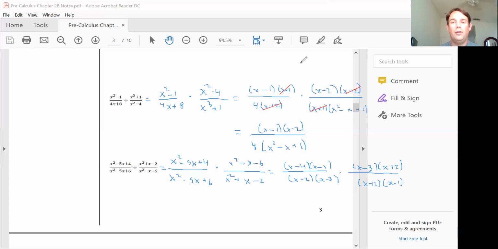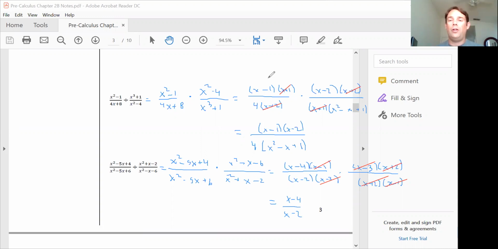And my favorite thing, we're going to start bamming out all these common factors here. So x minus 4, no, but I do have an x minus 1. I have an x minus 3. And I have an x plus 2. So that leaves me then with x minus 4, x minus 2. All right. We are cruising, friends.